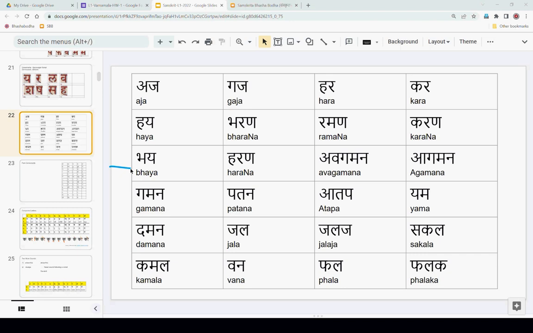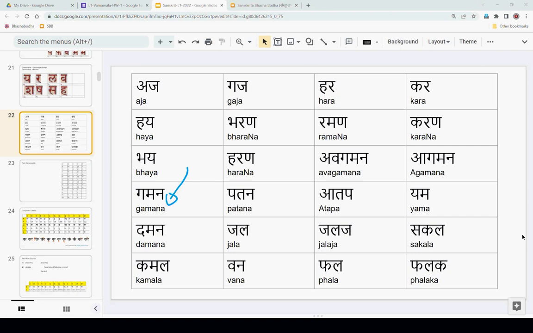Next, Subhashri. Bhaya, Harana, Avagamana, Agamana, Spana, Rita, Gamana, Patana, Atapa, Yama. One thing to notice here: in Sanskritam the ending sound has to be pronounced as a. So when we pronounce it, it should be Gamana, Patana, Atapa, Yama. Good. This is slightly different from Hindi pronunciation, or maybe others, like Gaman, Patan. We are not shortening that here. It has to be pronounced completely.